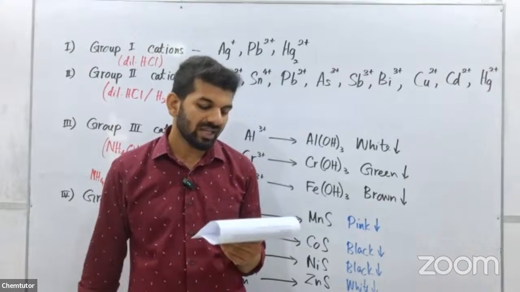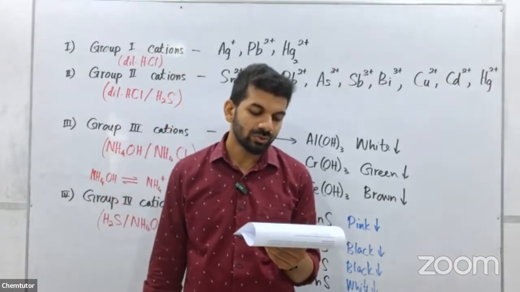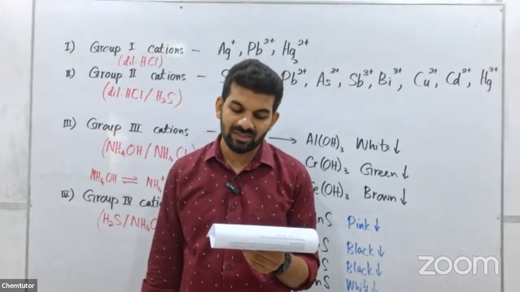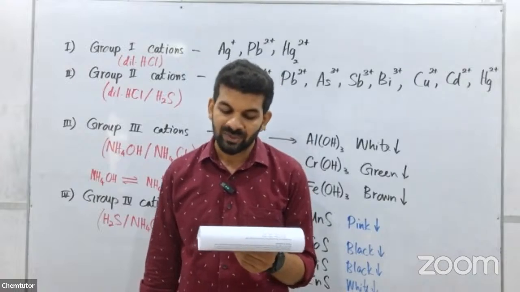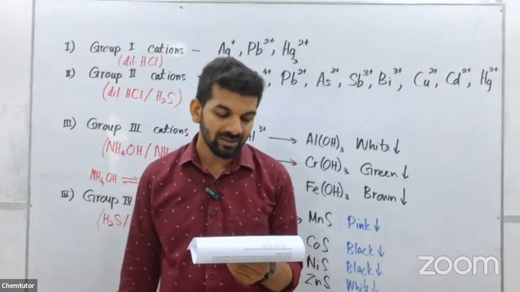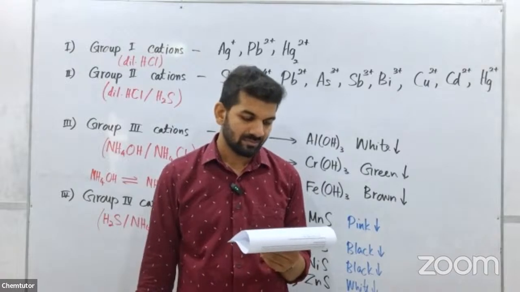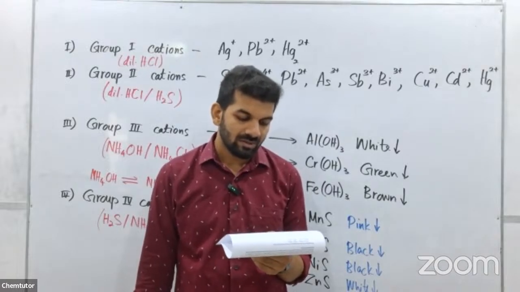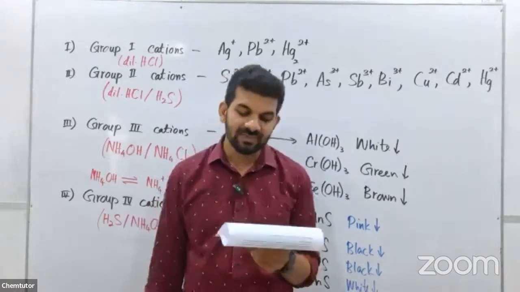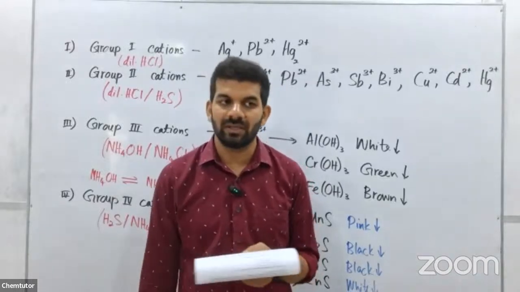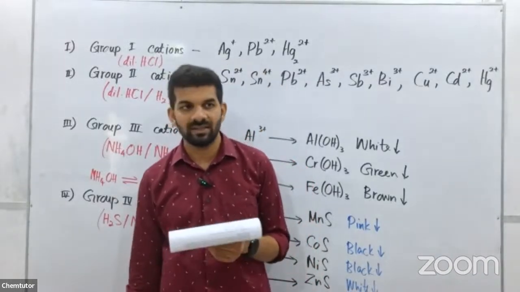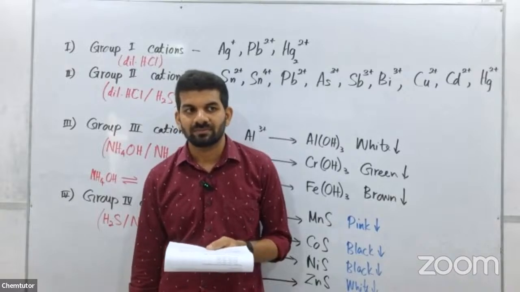Then sodium, potassium, and ammonium cations do not precipitate with any of the above reagents and are usually identified by the flame test. Okay. By the observation of their characteristic colors in the flame. We will learn about the flame test another day. I think you can remember.